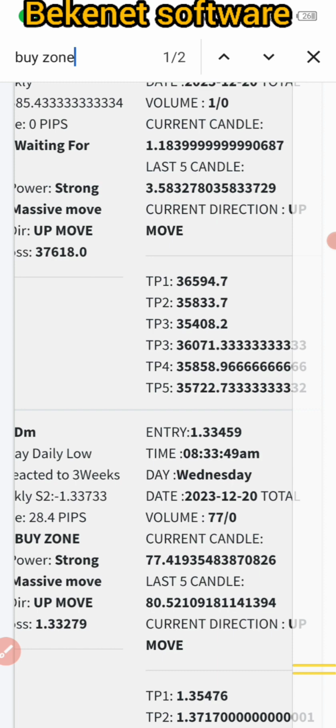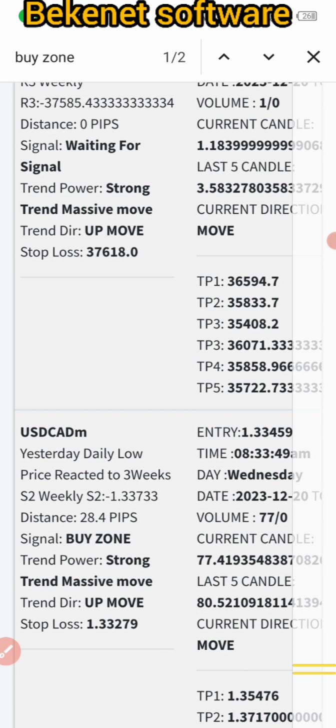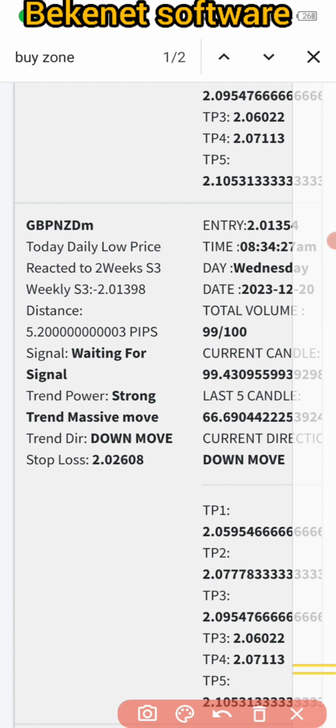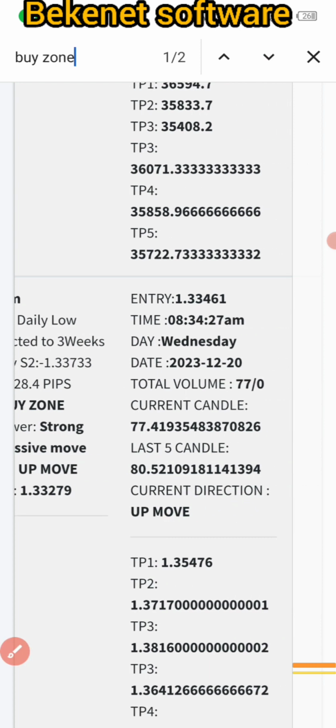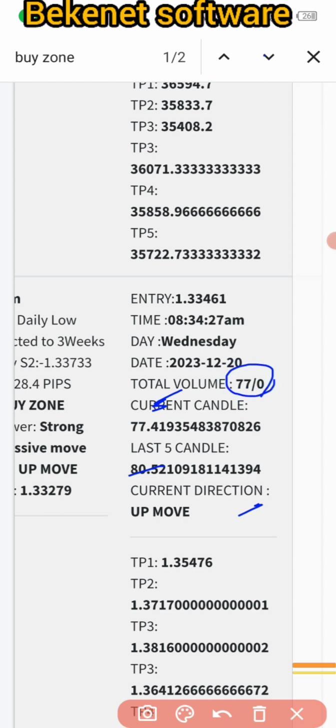Look at a buy zone. This is a buy zone. As you can see, complete system: buy zone, up move, current direction, up move. Then total volume must be over 0. If you don't see all these 4 things, don't do anything. Total volume over 0, current direction up, trend direction up move, signal buy zone. We have 1, 2, 3, 4. That's the only thing you need to look out for.